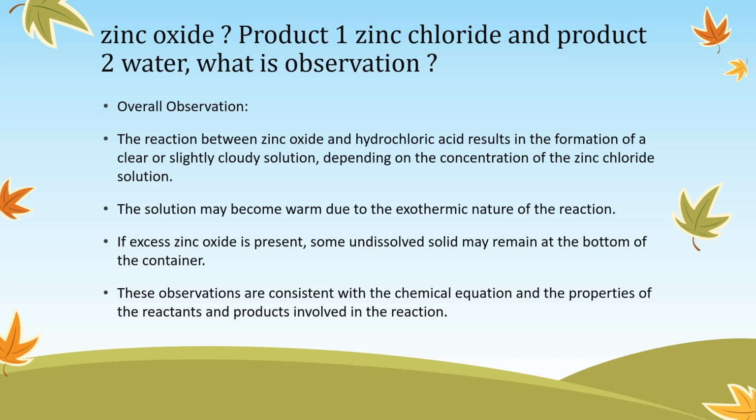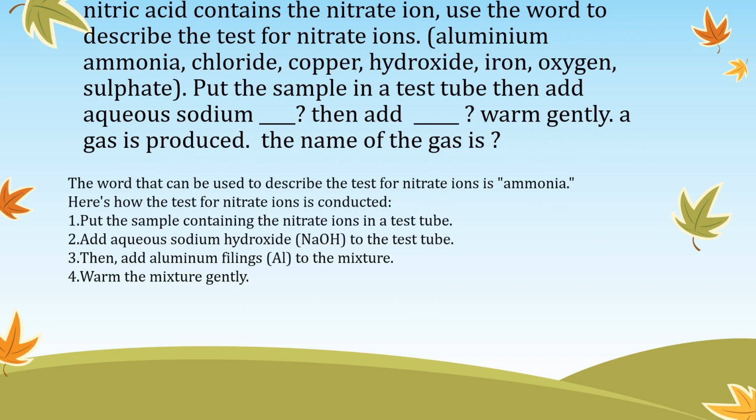Methyl orange is an acid-base indicator that undergoes a distinct color change depending on the pH of the solution. In an acidic solution, methyl orange appears red, while in a basic solution, it turns yellow. The addition of excess sodium hydroxide to the acidic solution causes the pH to increase, resulting in the indicator changing from red to yellow, indicating the presence of a basic solution.